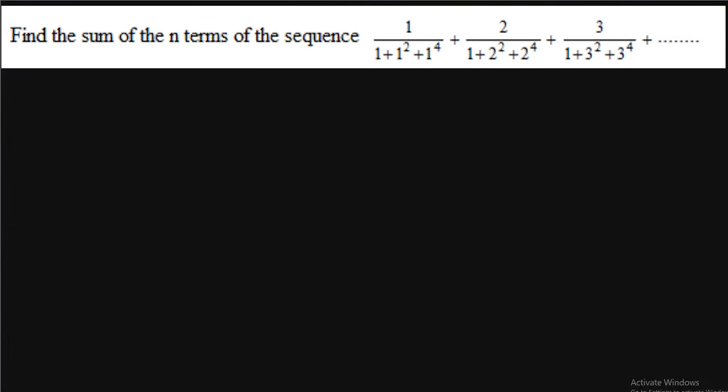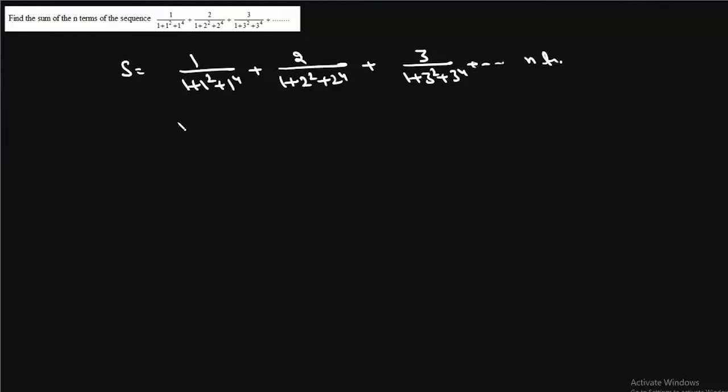Now here the question is, find the sum of the sequence: 1 upon 1 plus 1 square plus 1 to the power 4, 2 upon 1 plus 2 square plus 2 to the power 4, plus 3 upon 1 plus 3 square plus 3 to the power 4, up to n terms. Now what we are going to do is write its general term, its rth term.